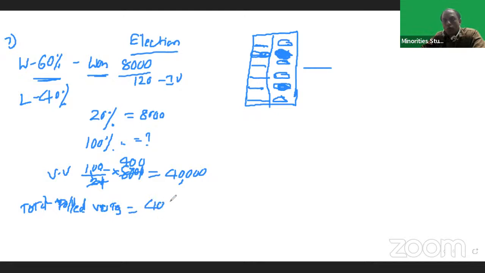Total polled votes is equal to 40,000 plus the invalid votes, 120. 40,000 is the valid votes. Total polled votes is equal to valid votes plus invalid votes. 40,000 plus 120 is 40,120. Next question.